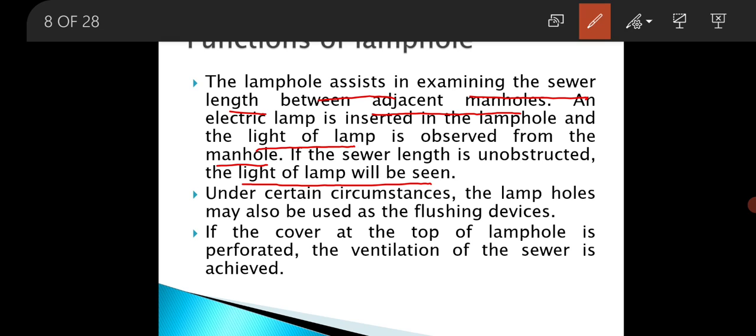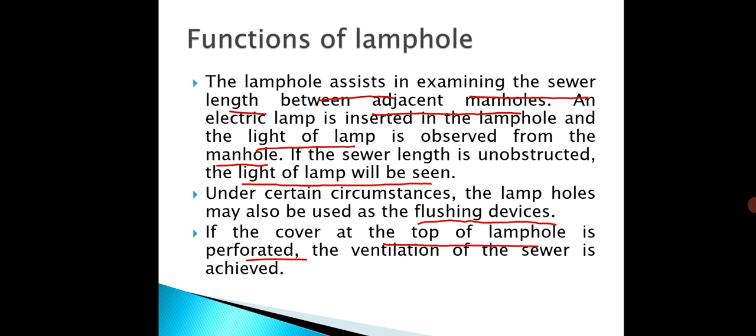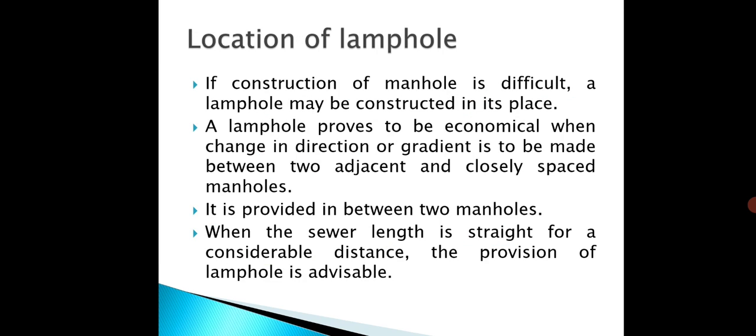Second one is flushing. Under certain conditions, the lamp hole can also be used as a flushing device. Then third function is ventilation. If the cover on the top of the lamp hole is perforated, then the ventilation of the sewer can be achieved. So these are the three different functions.